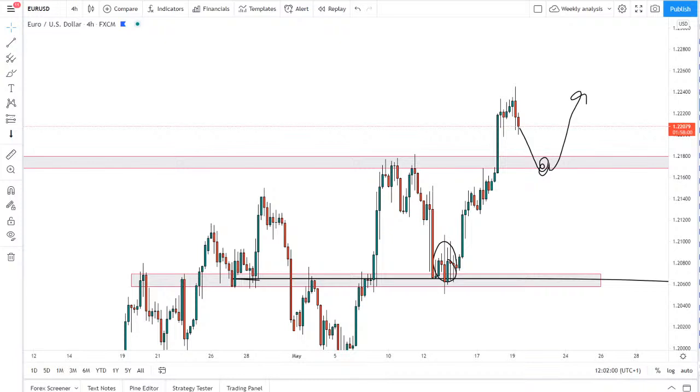Okay, so it's just gone 12 p.m., so we're going to end the live stream shortly. But we're going to do a quick rundown on some of the pairs that we looked at before and see how they're getting on. So we'll start with AUD/USD.